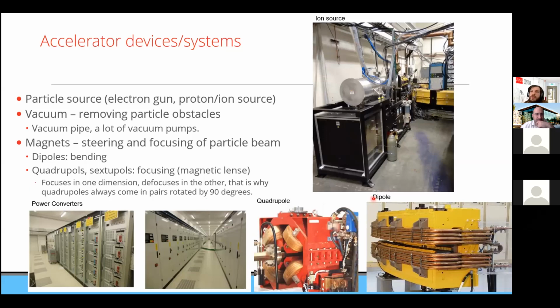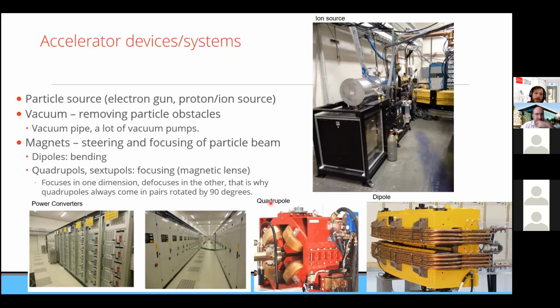And for this, dipoles are used. Dipoles are basically two magnets that force the magnetic field in this direction, downward, and the particle is steered. Also, you need quadrupoles. Quadrupoles are basically magnetic lenses. So if the beam gets a little bit uneven, you can focus it with these quadrupoles.